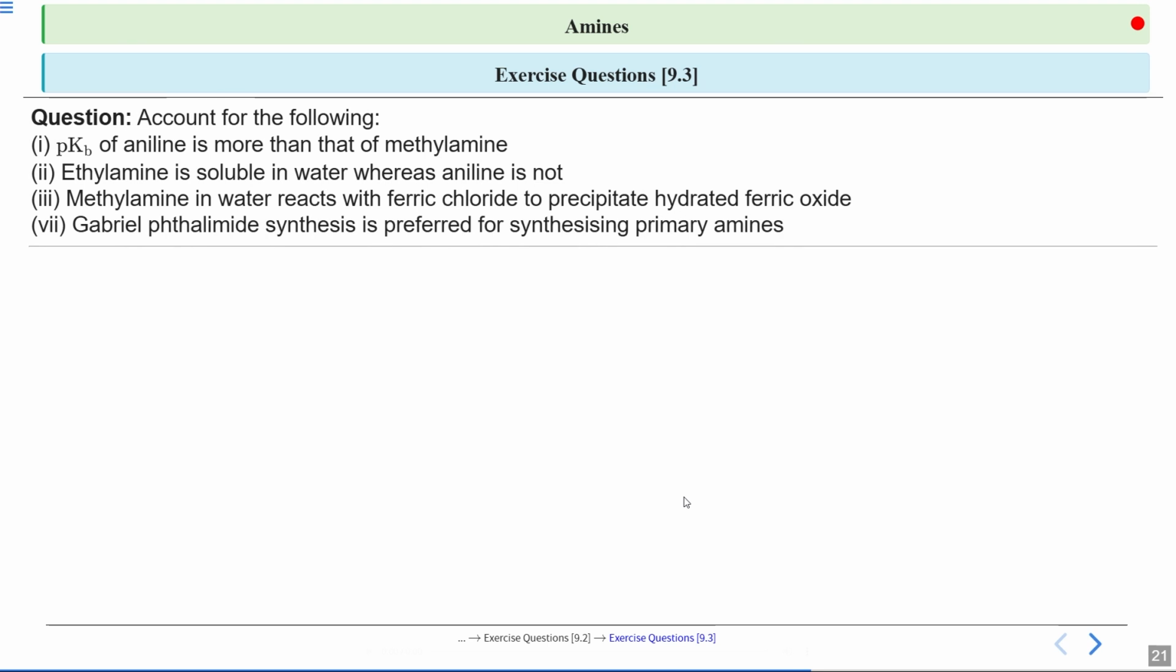Now let us see the next question, which is exercise question 9.3. You have to account for the following: pKb of aniline is more than that of methylamine. Ethylamine is soluble in water, whereas aniline is not. Methylamine in water reacts with ferric chloride to precipitate hydrated ferric oxide, and Gabriel phthalimide synthesis is preferred for synthesizing primary amines.